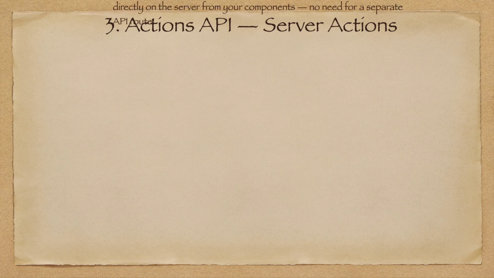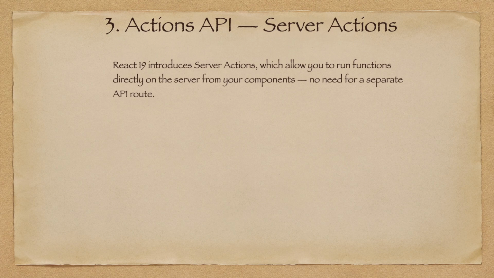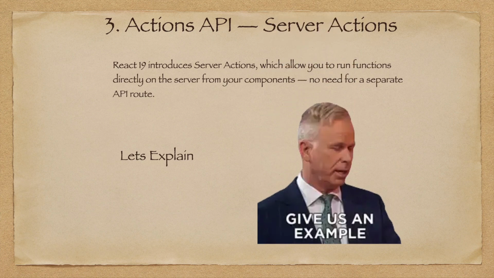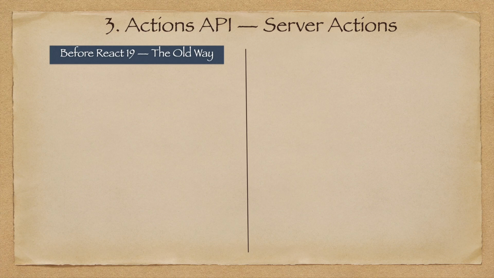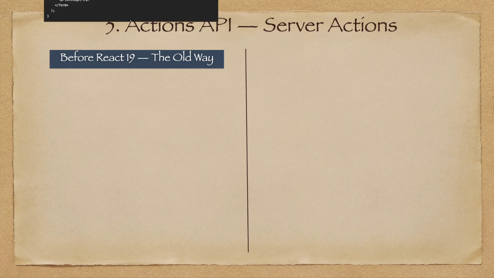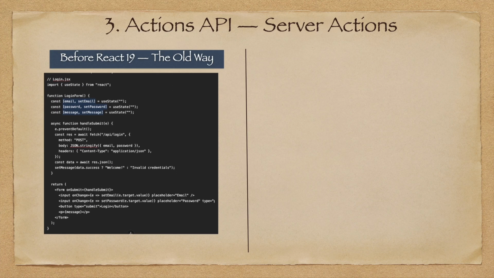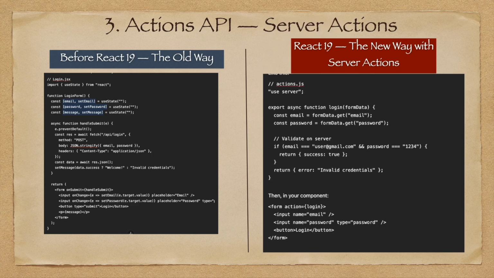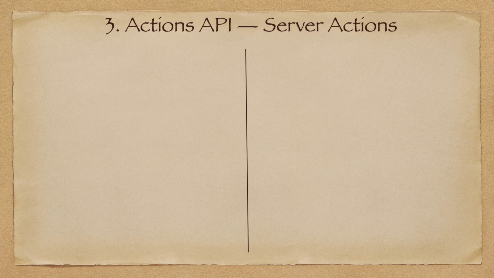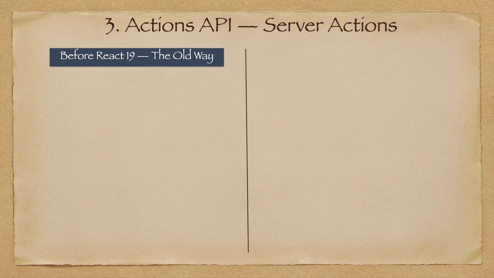3. Actions API, server actions. All right, let's talk about the Actions API, also known as server actions, one of the most powerful new features in React 19. This feature lets you run functions directly on the server, without creating separate API routes, and without using fetch or Axios from the front end. Sounds crazy, right? Let's see how this works.